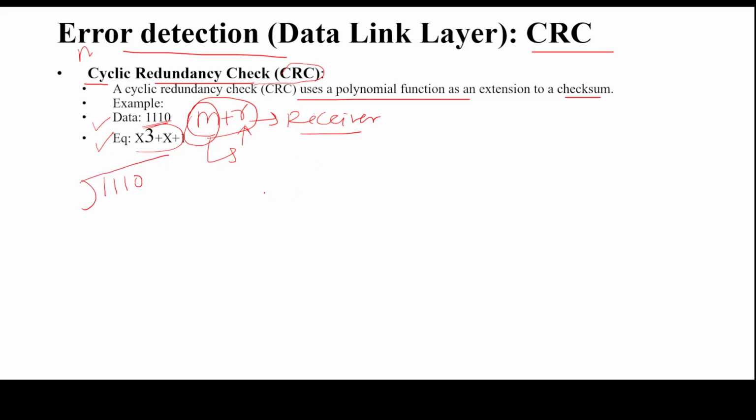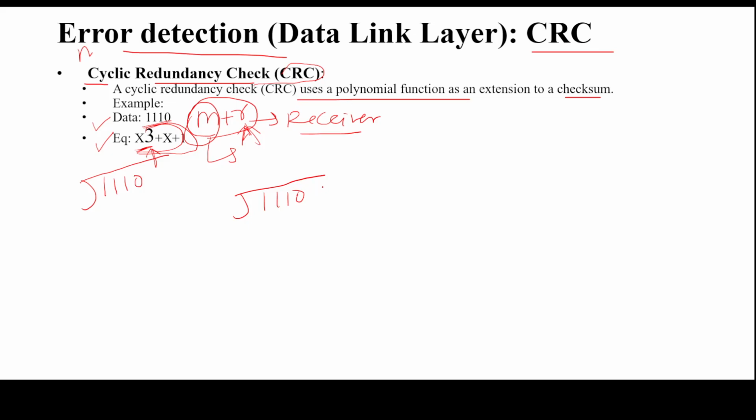So here I'm writing 1110. This is our original data. At the sender side, the sender will append some redundant values. So how do we check how many values should be added? That is based on this equation. In the equation, the highest power is x cube, so that means we have to append three zeros at the end of the data.